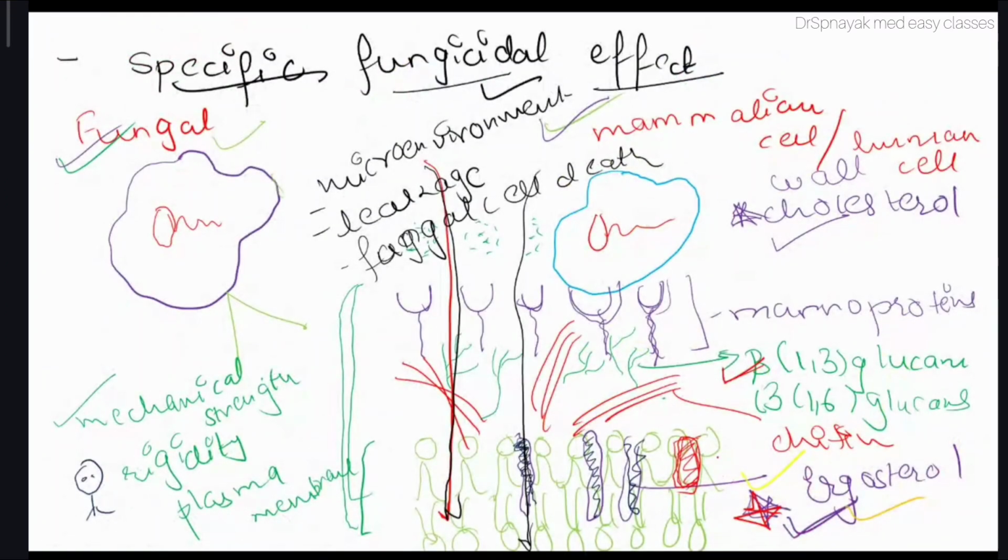So echinocandins will block beta 1 3 glucan synthase, which will block the synthesis of beta 1 3 glucans, which are responsible for maintaining the mechanical strength and rigidity. So what will happen? It will have impaired membrane fluidity, accumulation of toxic sterols, and ultimately will lead to fungal cell death.